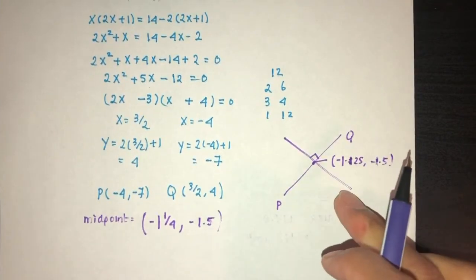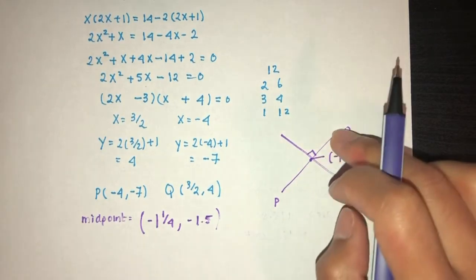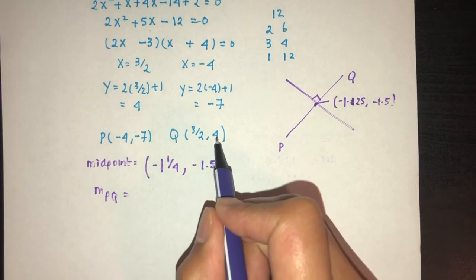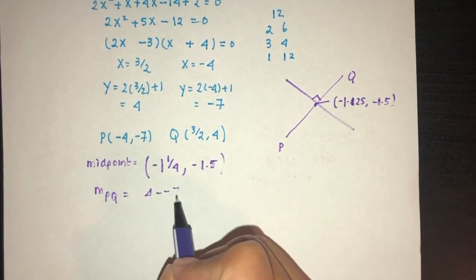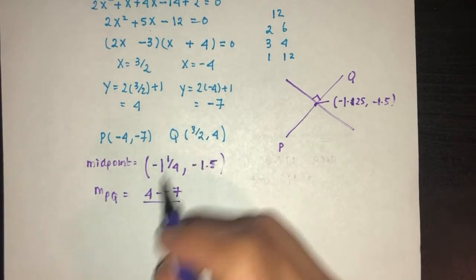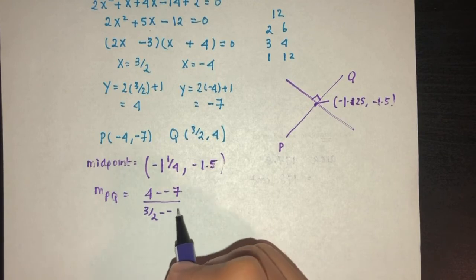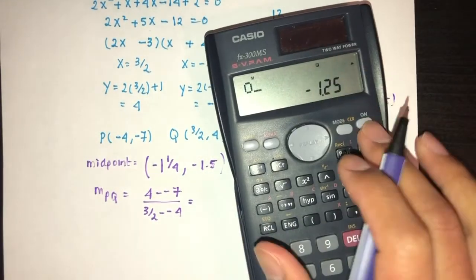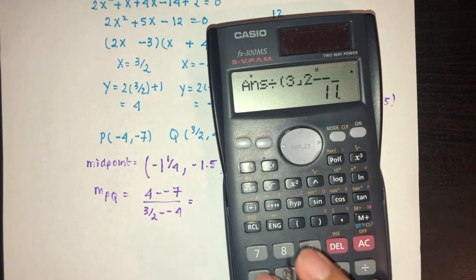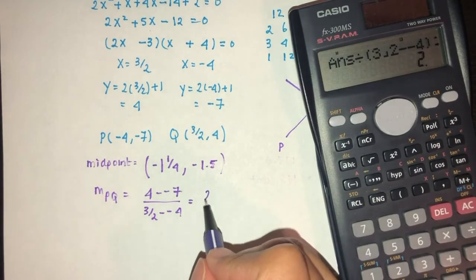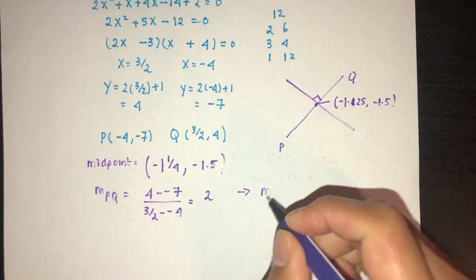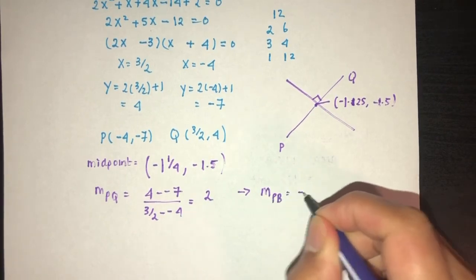So to find the gradient of this line, we first have to find the gradient of PQ. Gradient of PQ, pretty easy. So y2 minus y1, so 4 minus minus 7, divided by x2 minus x1, 3 over 2 minus minus 4. Let's see what we get. So 4 minus minus 7 is 11, divided by 3 over 2 plus 4, which is 11 over 2. That should be 2. So the gradient of PQ is 2, which means the gradient of the perpendicular bisector should be minus 1 over 2.